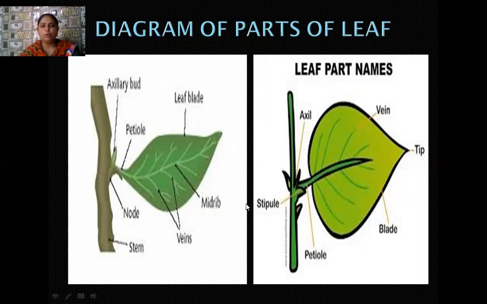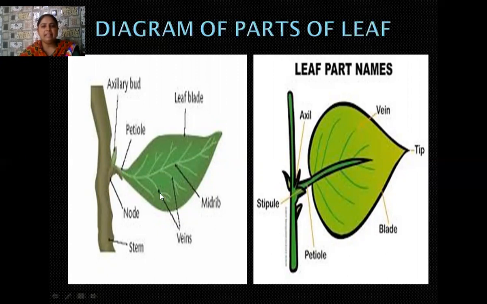Okay, students, see the diagram of the leaf. So here I have shown you one dorsiventral leaf, which is the characteristic of dicot plants. Here I have told you that in the axil of the stem, a bud arises, and this bud is known as axillary bud. And the lamina of the leaf is attached to the stem with a stalk-like structure, and this stalk-like structure is known as petiole.